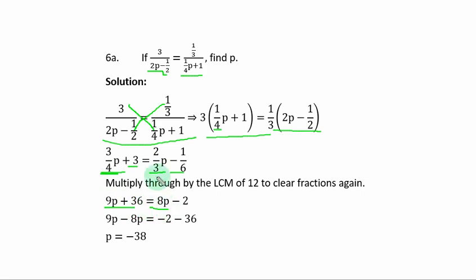36, equal to, you multiply this by 12, divide 12 by 3 is 4. 4 times 2p, you have 8p, equal to, you multiply this by 12, divide 12 by 6, you have 2. 2 times 1, that is 2. So you have minus 2. If you collect like terms, you have 9p minus 8p equal to minus 2 minus 36 when you transfer this, and p is equal to minus 38.